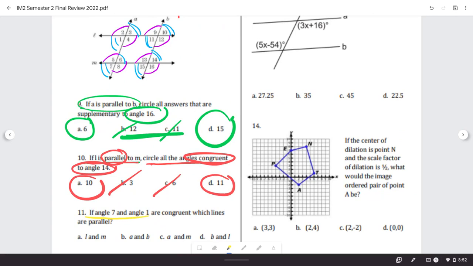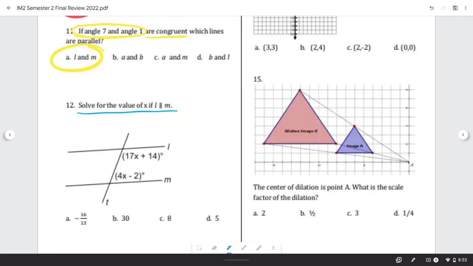Okay, and this one's saying if 7 and 1 are congruent, then which lines are parallel? The first thing you need to do is locate 7 and 1. So 7 is right here and 1 is right here, okay? Which means that this is my transversal because those are in the same position. That's why they are congruent. Corresponding angles are congruent. And that means that L and M have to be parallel.